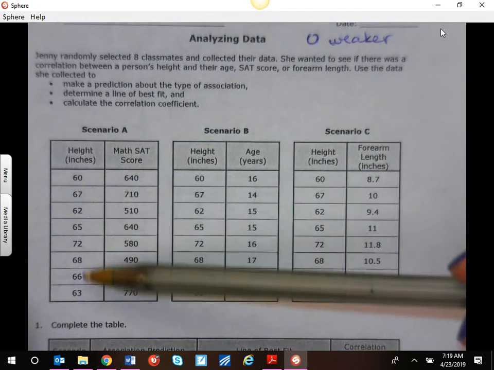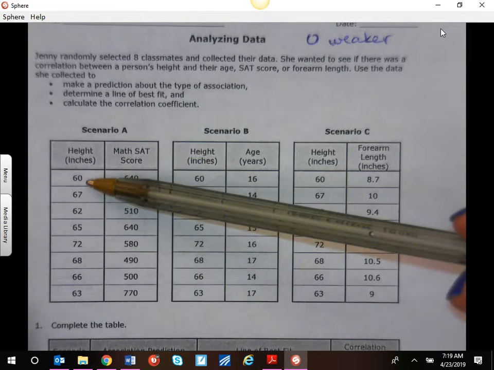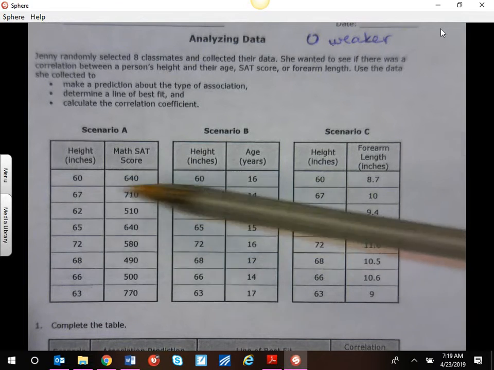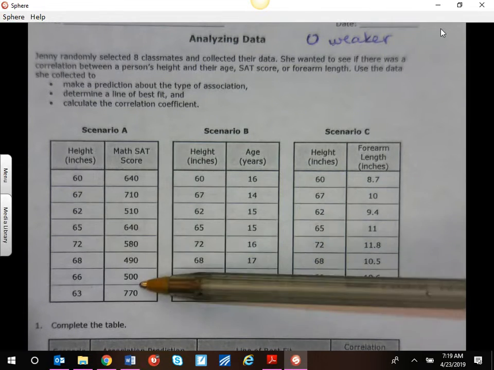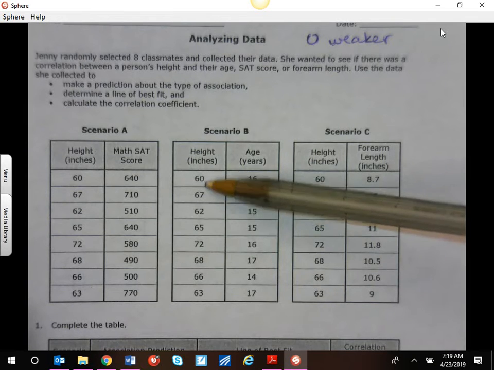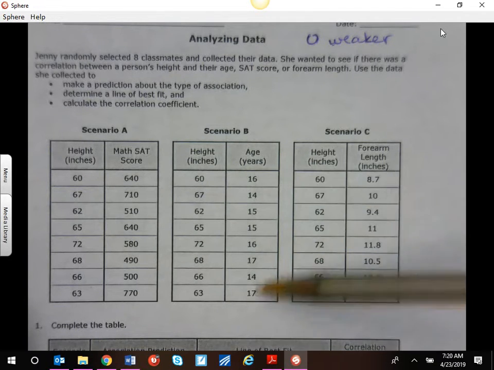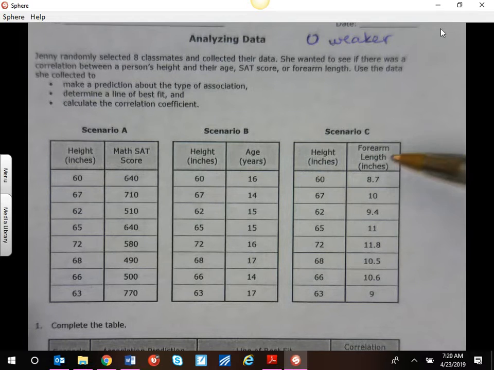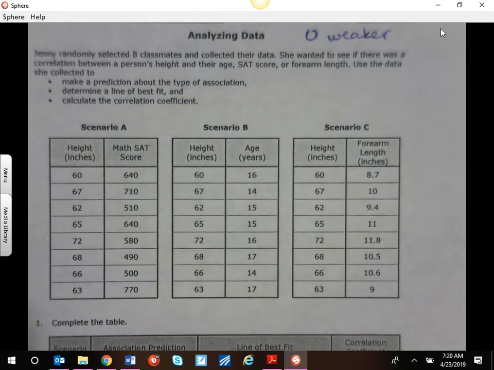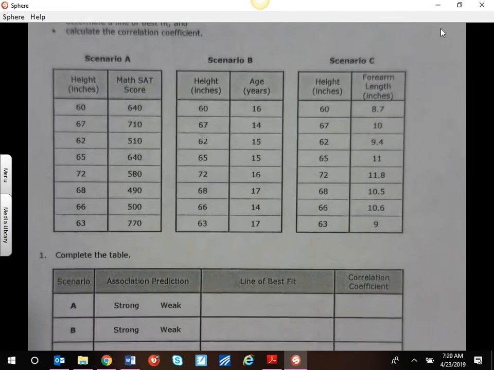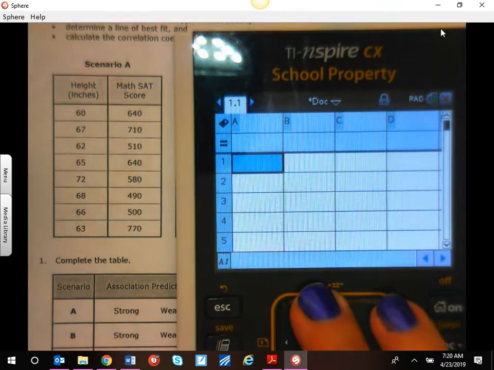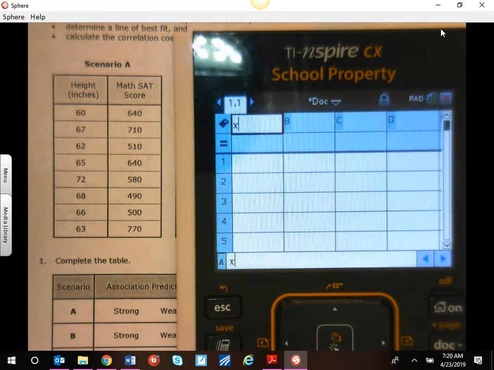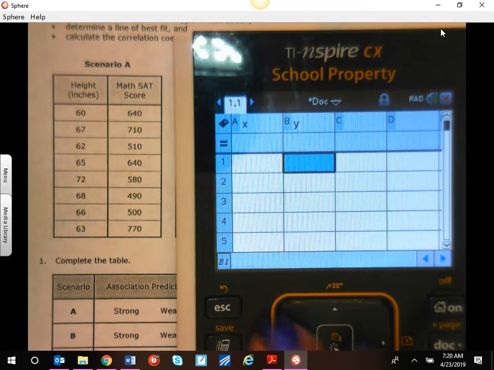You can see here that these aren't necessarily in any particular order. It looks like as these heights go kind of up, these are kind of all over the place. These are all about the same, and these are kind of spread out. So we need to determine if it's a positive, negative, no correlation, line of best fit, and looking at that R.